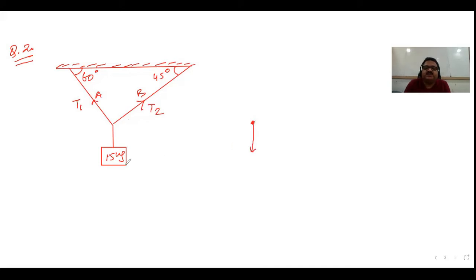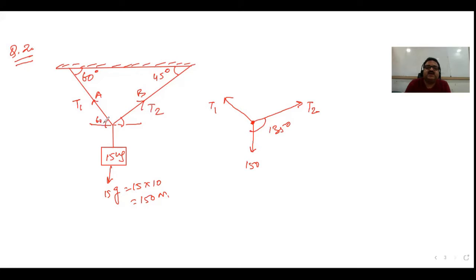15 kg means 15g, that is 15 into 10, that is 150 Newton. This is 150. Now T2 is acting along this direction and T1 is acting along this direction. Let me mark the angles first. This is 45, so this is 45, this is 90, so this angle is 135. And this is 60, so this is 60, 90 plus 60 is 150, and this is 75 degrees.